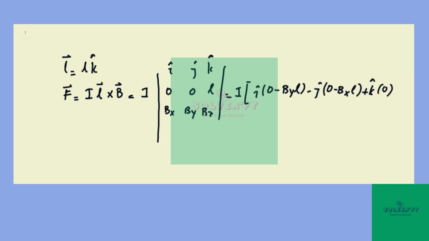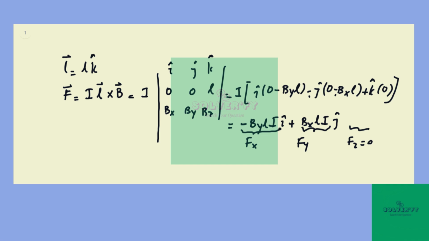So we don't have a z component for the force. So then what we have along the x direction is negative By L I i hat. And negative times negative is positive, Bx L I j hat for our force. So this term is the x component, this term is the y component, and as you know, we have the z component that is equal to 0.